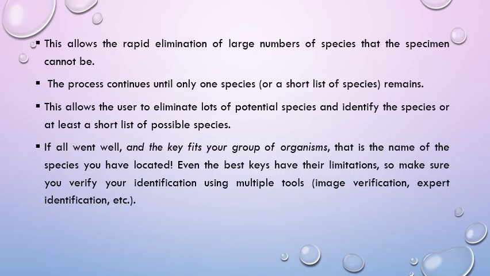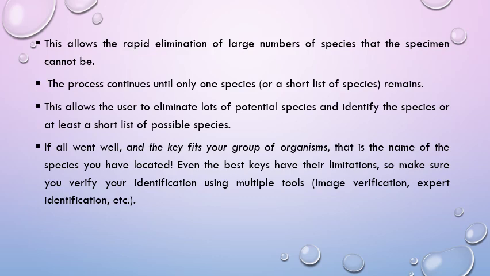This allows the rapid elimination of a large number of species that the specimen cannot be. The process continues until only one species remains. This allows the user to eliminate loads of potential species and identify the species, or at least a short list of possible species. Just like a dichotomous key, we eliminate the undesired species at each step, and in the last we will have our desired identified organism or species.